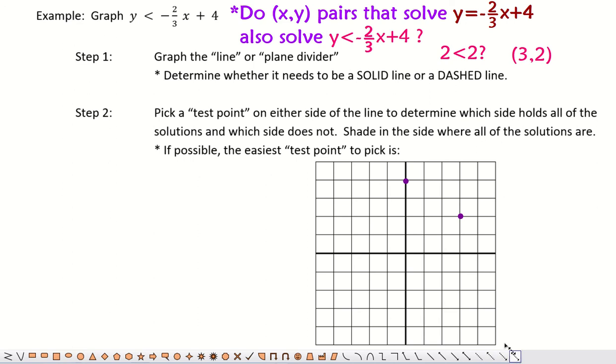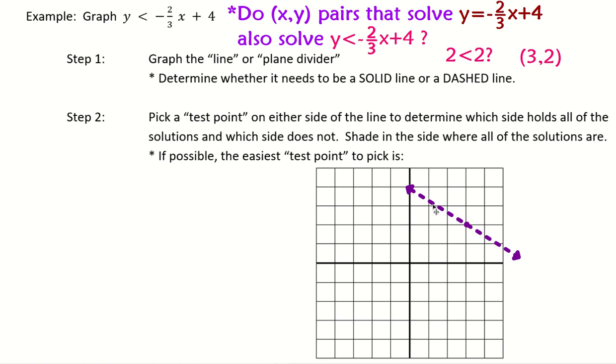But in order to represent that I have to draw this line, but every point on the line is not actually a solution, you make it a dashed line. Kind of like it's a ghost line. The line is there, but it's not really there. It's not actually a part of the graph of all the solutions. It's a dashed line, a broken line, a ghost line. So there we go. Step number 1, graph the line or plane divider.